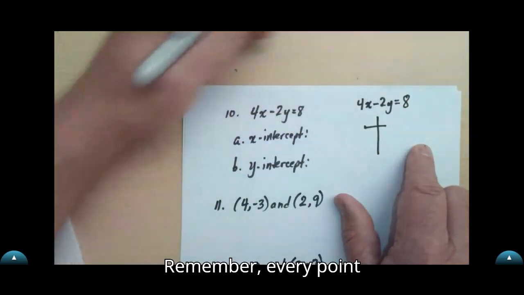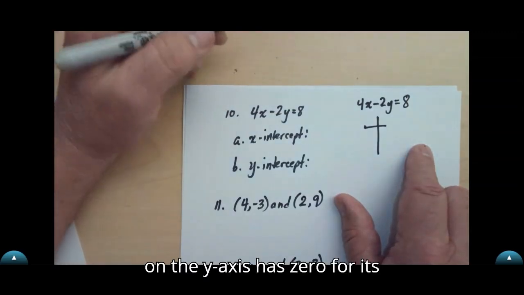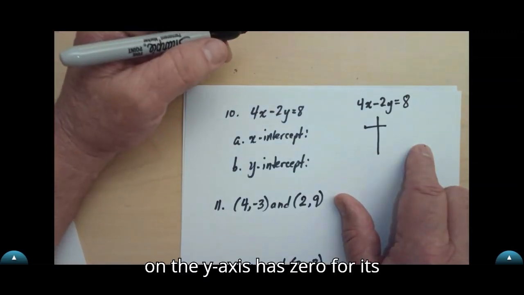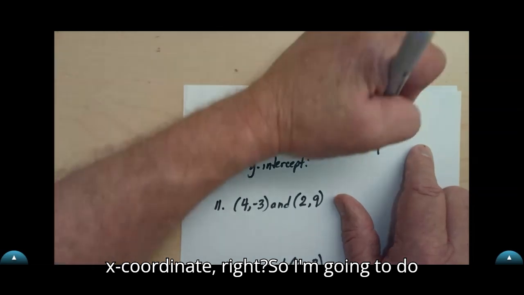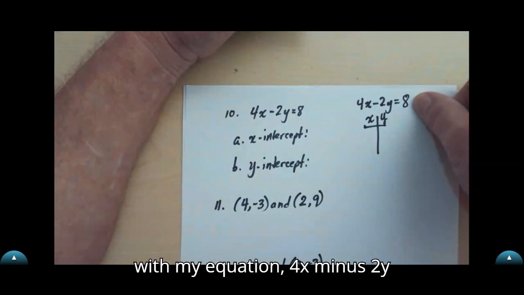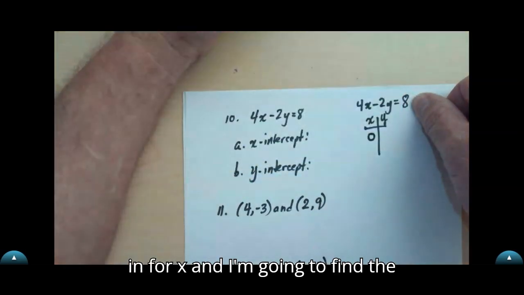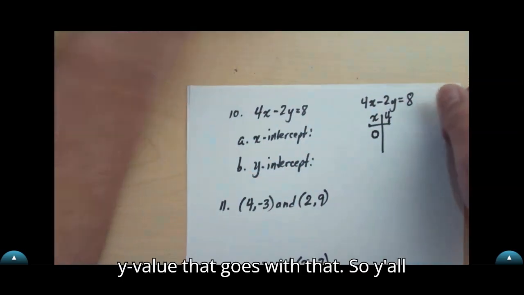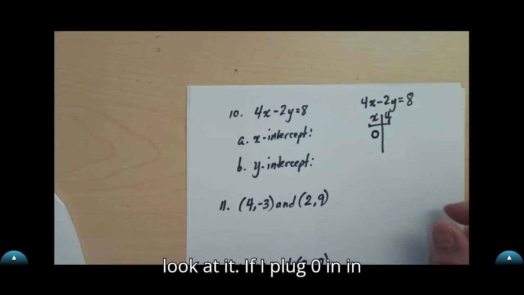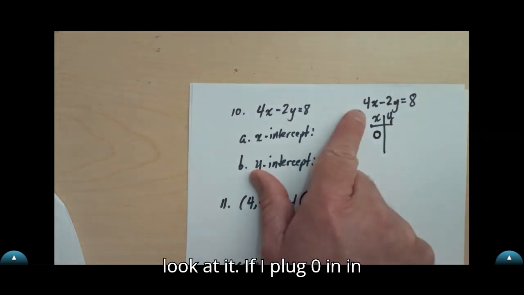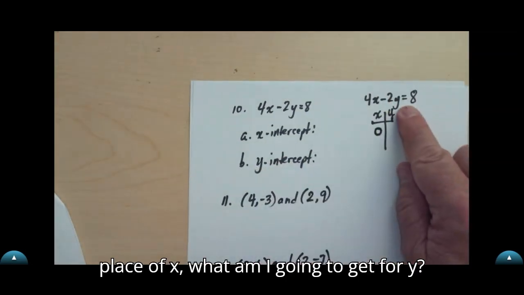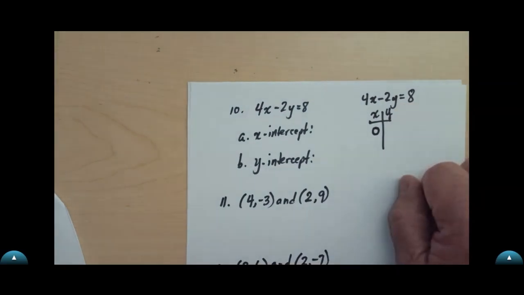Remember, every point on the y-axis has 0 for its x-coordinate, right? So I'm going to do this little t-chart. And with my equation, 4x minus 2y equals 8, I'm going to plug 0 in for x, and I'm going to find the y value that goes with that. So y'all look at it. If I plug 0 in place of x, what am I going to get for y?